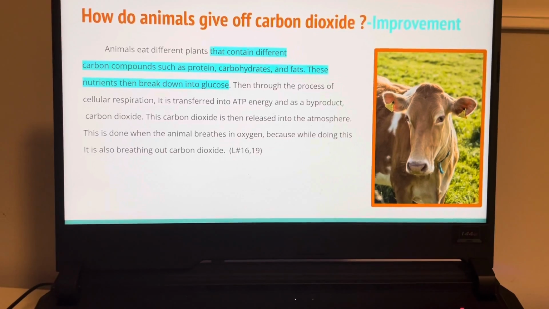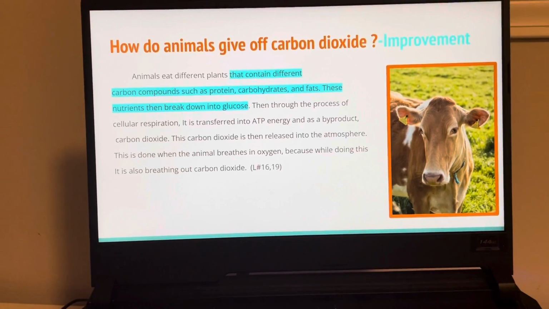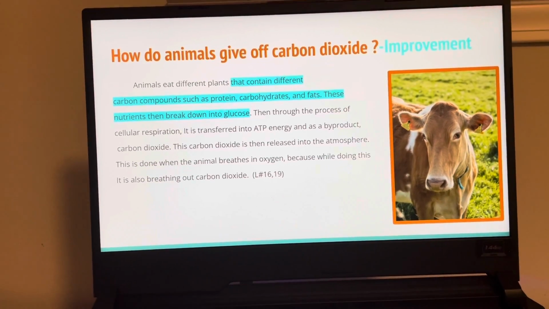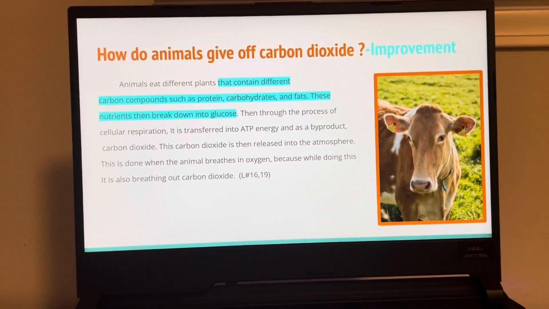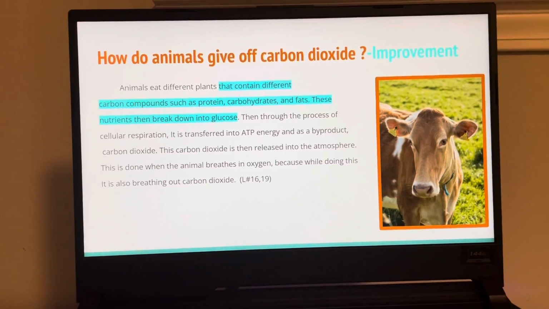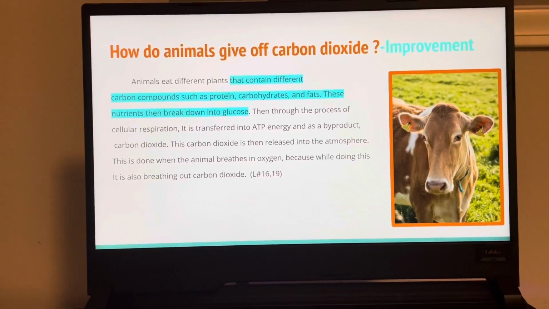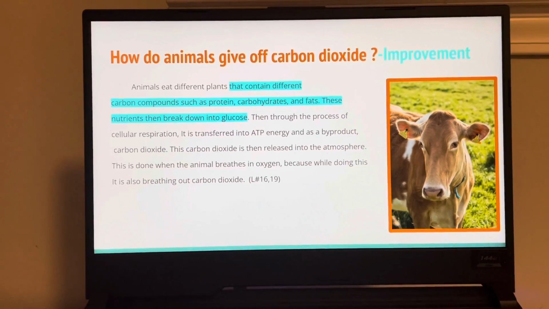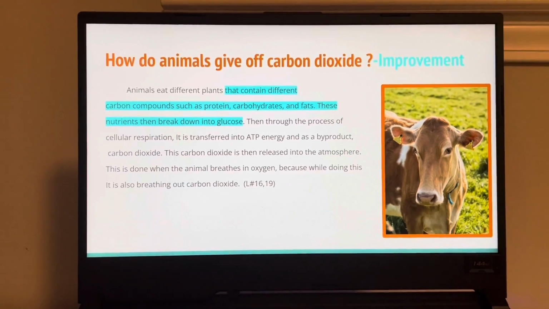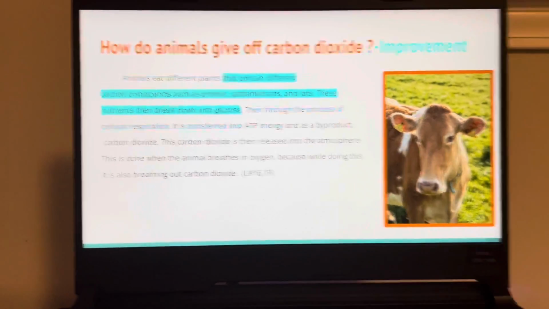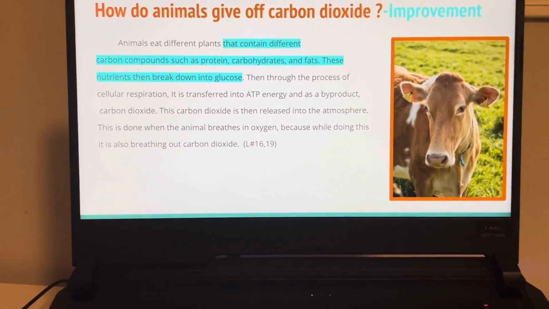How do animals give off carbon dioxide? Animals eat different plants that contain different carbon compounds, such as proteins, carbohydrates, and fats. These nutrients are then broken down into glucose. That glucose is then used to perform cellular respiration, which, as we already know, makes ATP energy and, as a byproduct, carbon dioxide. This carbon dioxide is then released into the atmosphere. This is done when the animal breathes in oxygen, because while it's doing that, it is also breathing out that carbon dioxide. I chose this image because it just represents one of all animals that do this.